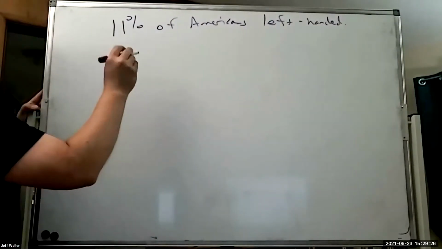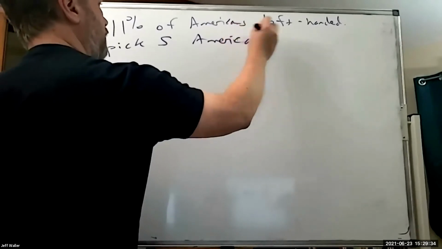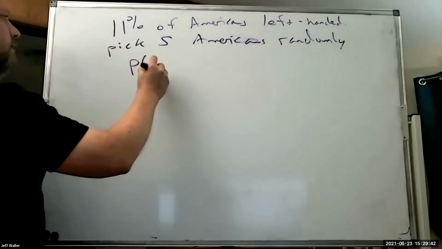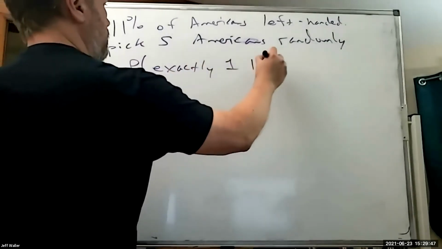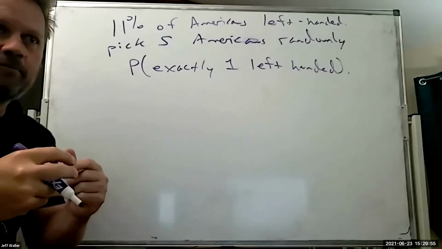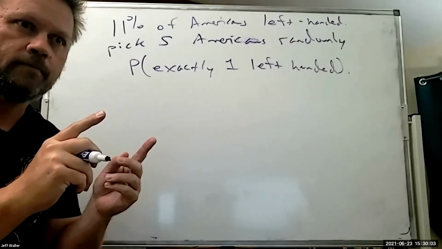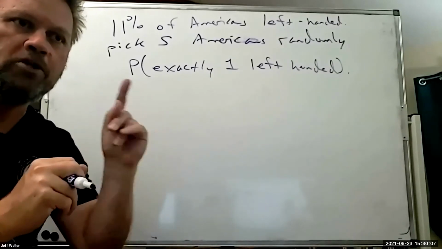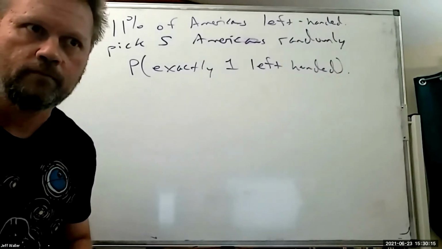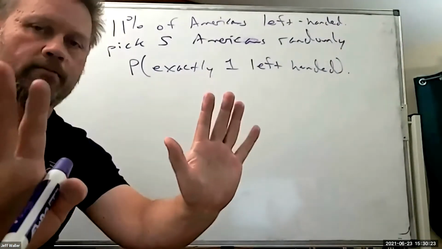So 11% of Americans are left-handed. Let's pick 5 Americans at random. What's the probability that exactly 1 is left-handed? Do you see the difference between this question and the questions we had before? Out of the 5 people, which one, I lined them against the wall, which one of them does this problem want to be left-handed? Does it say? We know that 11% of all Americans are left-handed. That's a known thing.